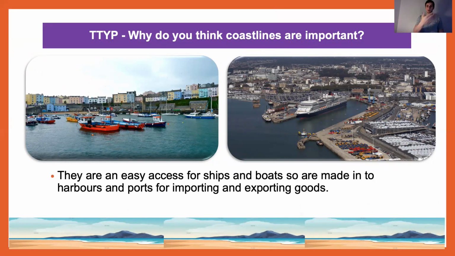These are what we call harbours. My turn. Harbours or ports. Harbours. And these are easy access for ships and boats. So a coastline is an easy access for ships and boats. So they're made into harbours and ports. And these are really, really important, guys. I think that's like a ferry there, which is going to transport people, maybe cars. But they're really, really important for transporting goods like fishing, or when the United Kingdom buys things from abroad, they're usually delivered into ports. So they would arrive on a big boat and then they would be offloaded. So super, super important places.